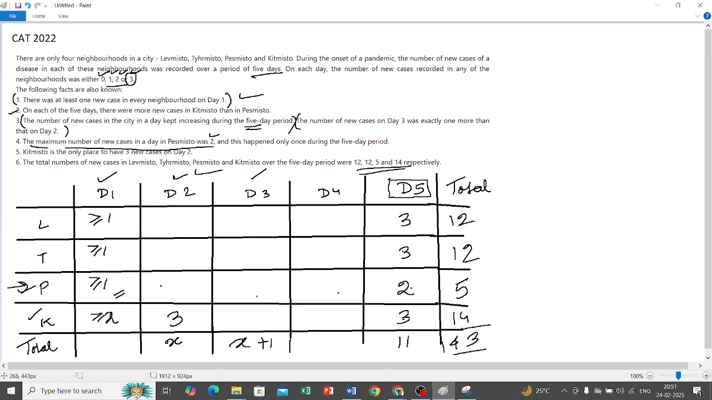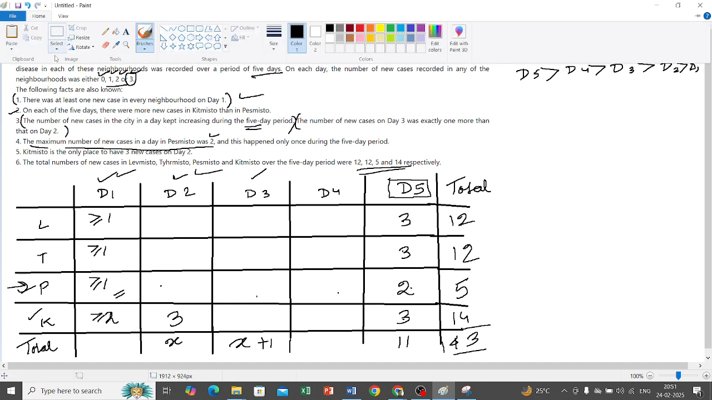Okay, now one more thing to note in D1. Let's fill up D1 now. So D1 should have the least number of cases, right? Because D5 is the highest, then D4, then D3, then D2 and then D1. So D1 will have the fewest cases. Can you tell me what value should I put in D1? Zero. No. Why 0? It has been given in instruction 1 that D1 has at least one new case. 1. Yes, 1 is the smallest value that I can put in D1.